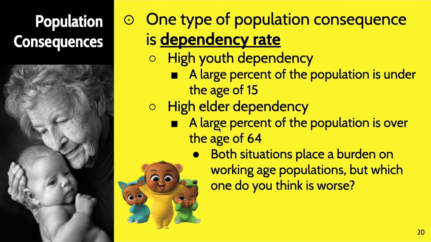With high elder dependency, if you don't have enough people coming into the economy to replace all of the elderly who are retiring after their years of work, then that economy is going to collapse, and that could end up hurting everybody. So they're both dangerous situations to be in. The idea is that a population wants to find the right balance between the two.